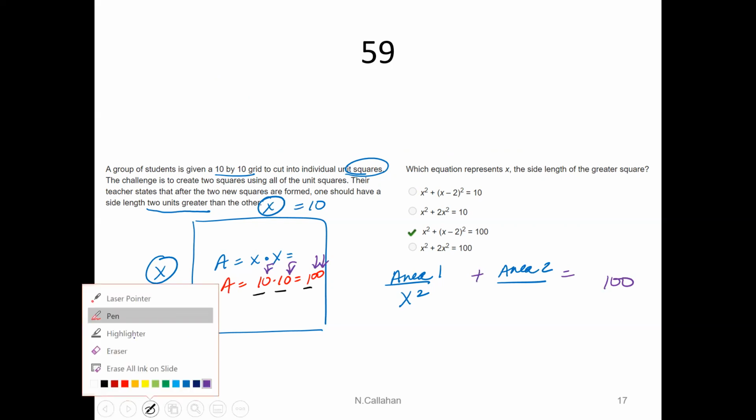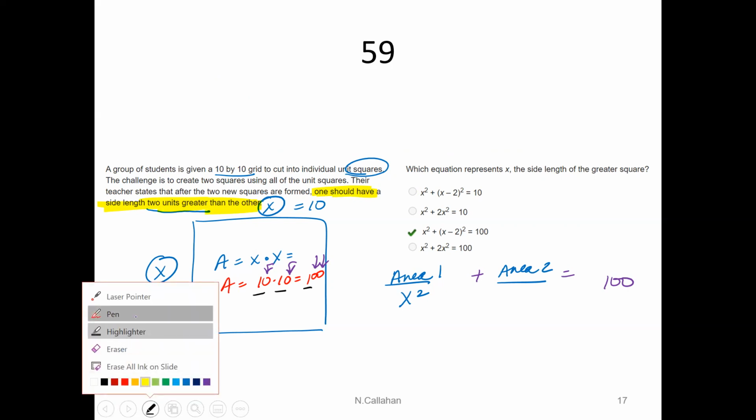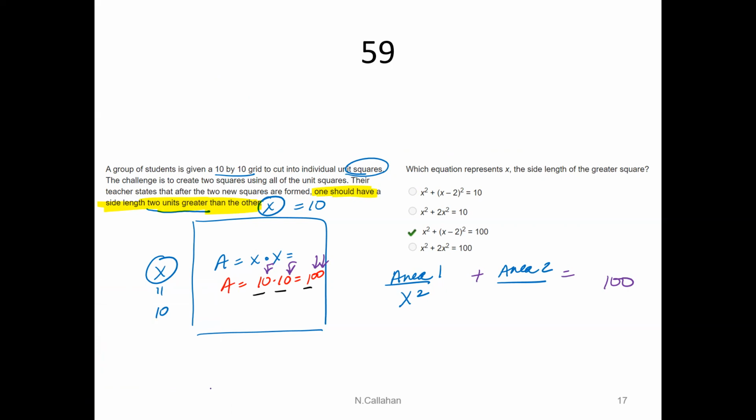Your second area, it's telling you that one should have a side length 2 units greater than the other. So if my x is going to have 2 units greater than the other, then my second area is going to be 2 less, right? So I'm just going to simply take my x minus 2 and then square it, because I'll have x minus 2 times x minus 2. So then which one does this match? A, B, C, or D, you guys? C, right there, matches.